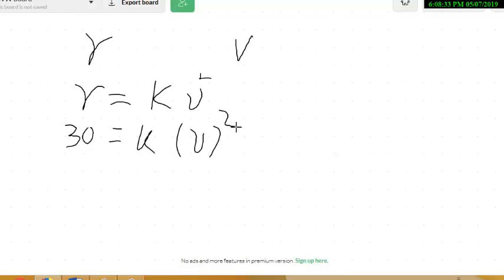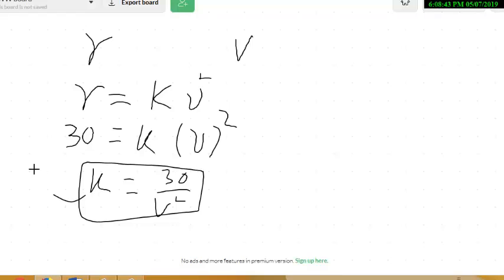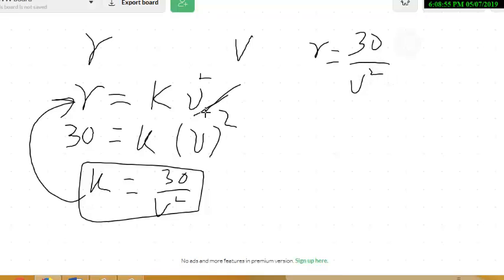So therefore K is 30 over V square. So I will use this K in this equation. The equation will become R is equal to 30. I will place the value in place of K, V square, and this is another V square. Okay, so I will not cancel it right now.